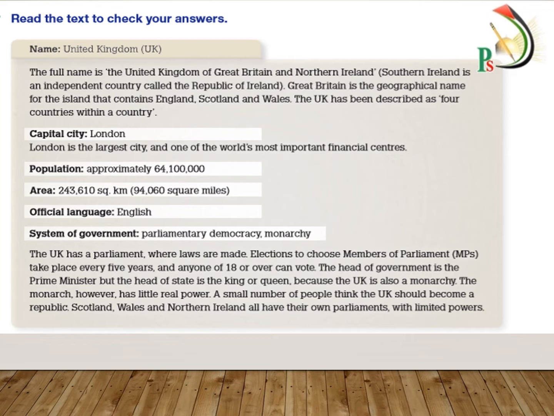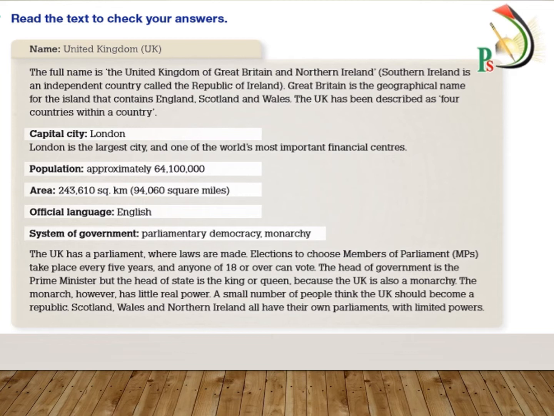I will ask you some questions. What is the capital city of the UK? Yes, it's London. Why is London one of the most important cities? Yes, because it is one of the world's most important financial centers. Okay, what is the official language of the UK? Excellent. It is English. Okay, now we will continue.